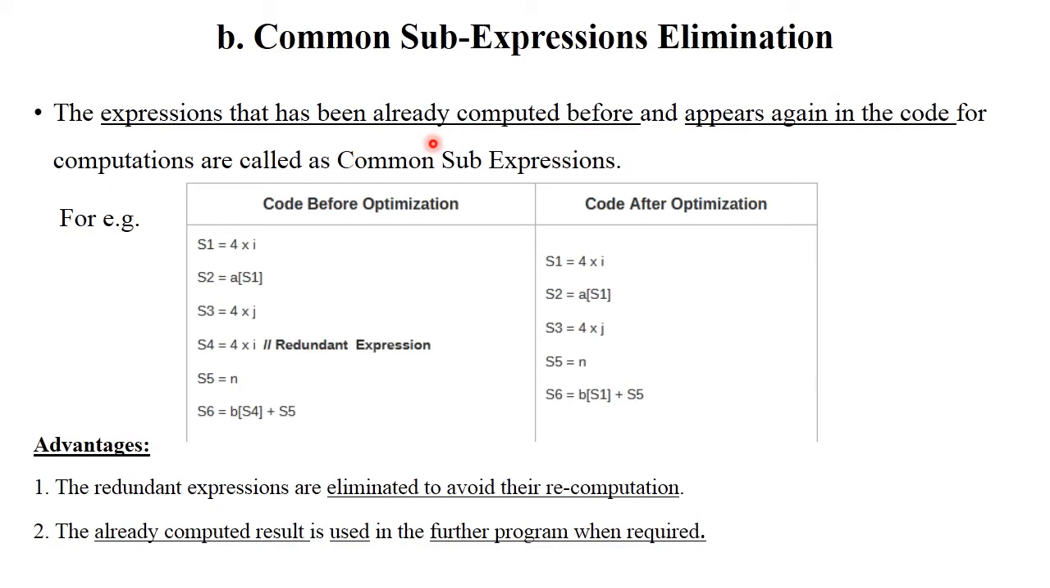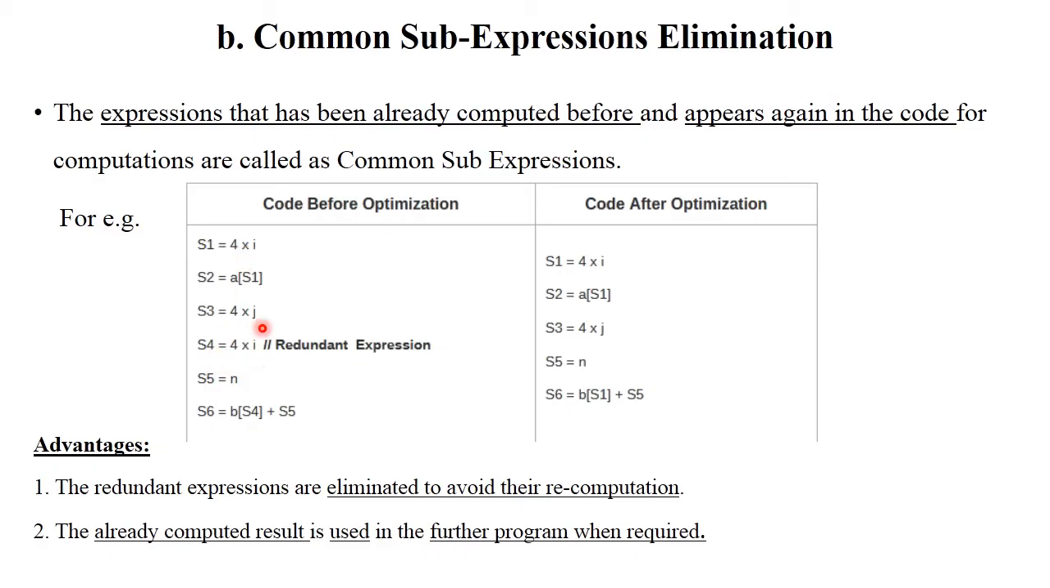Okay, an expression that has already been computed before and appears again in the code is called a common subexpression. See here, this is the code before optimization. 4 into i, this value can be stored into s1, array of s1 can be stored into s2, then 4 into j, this value can be stored into s3.